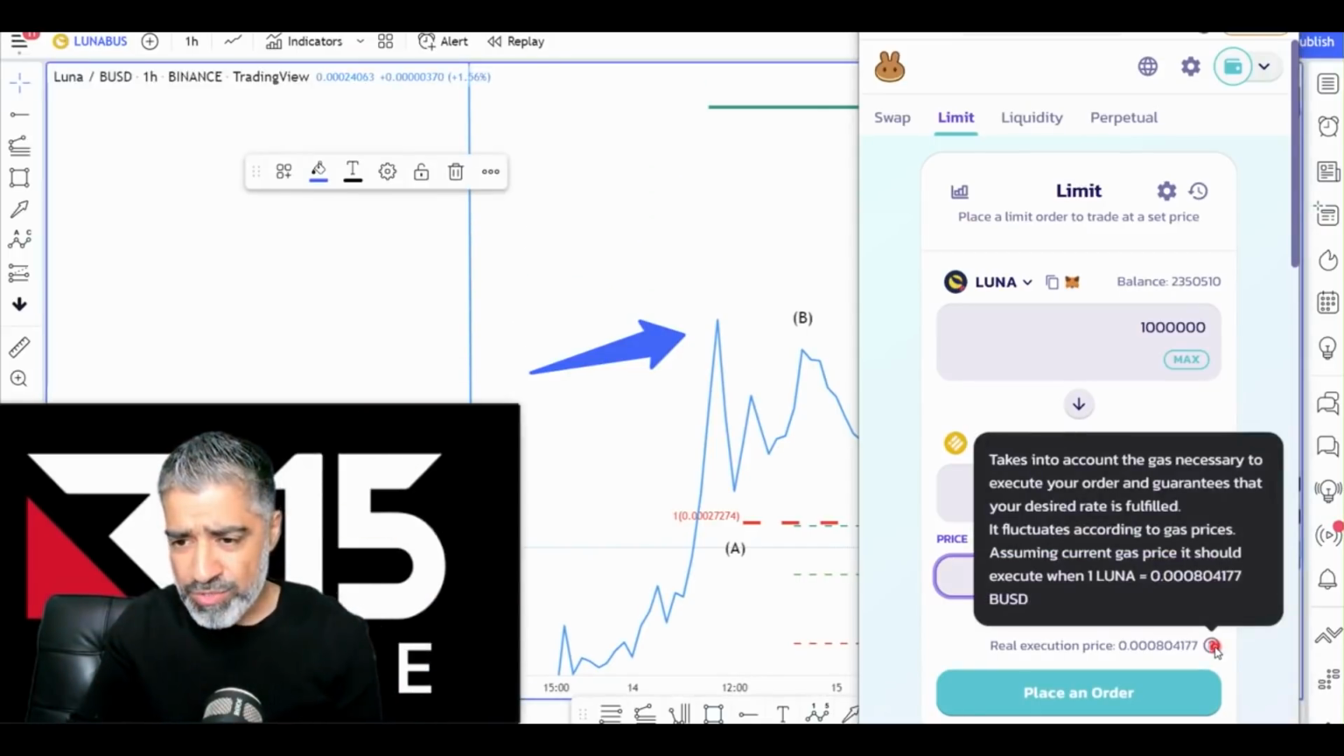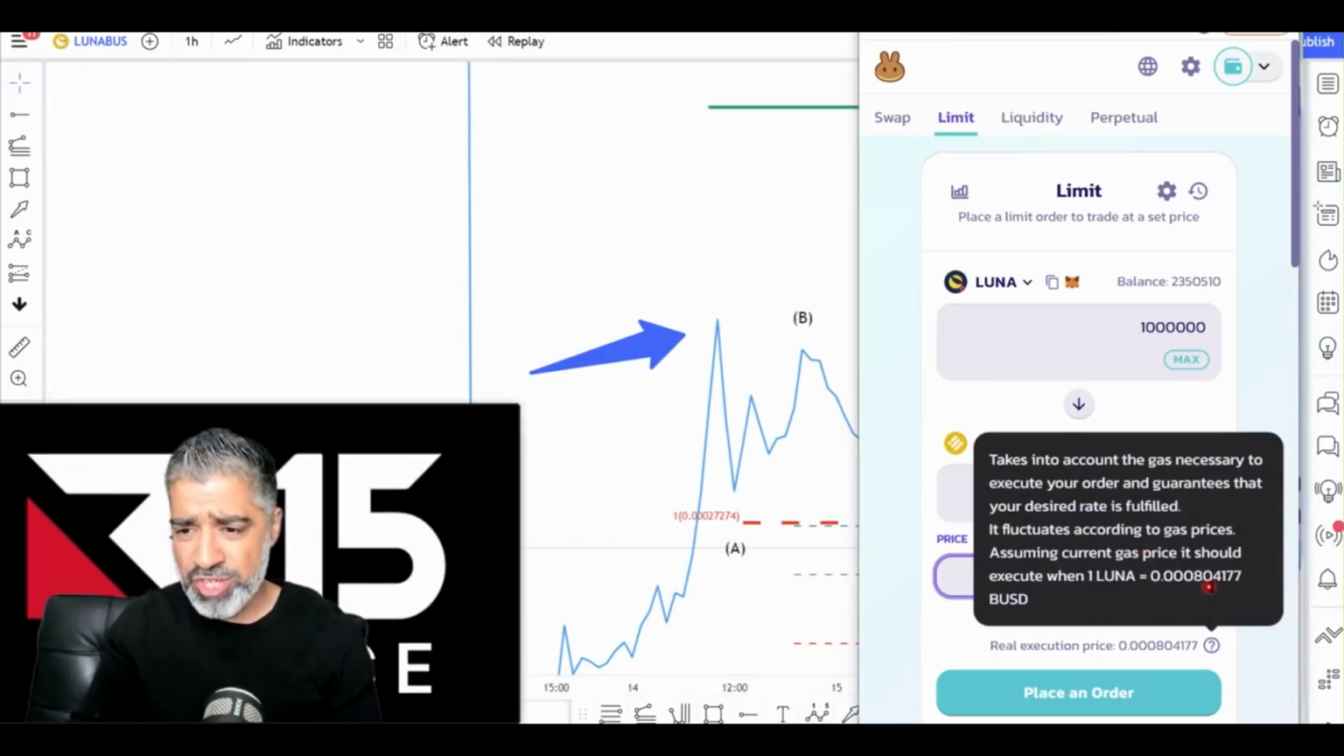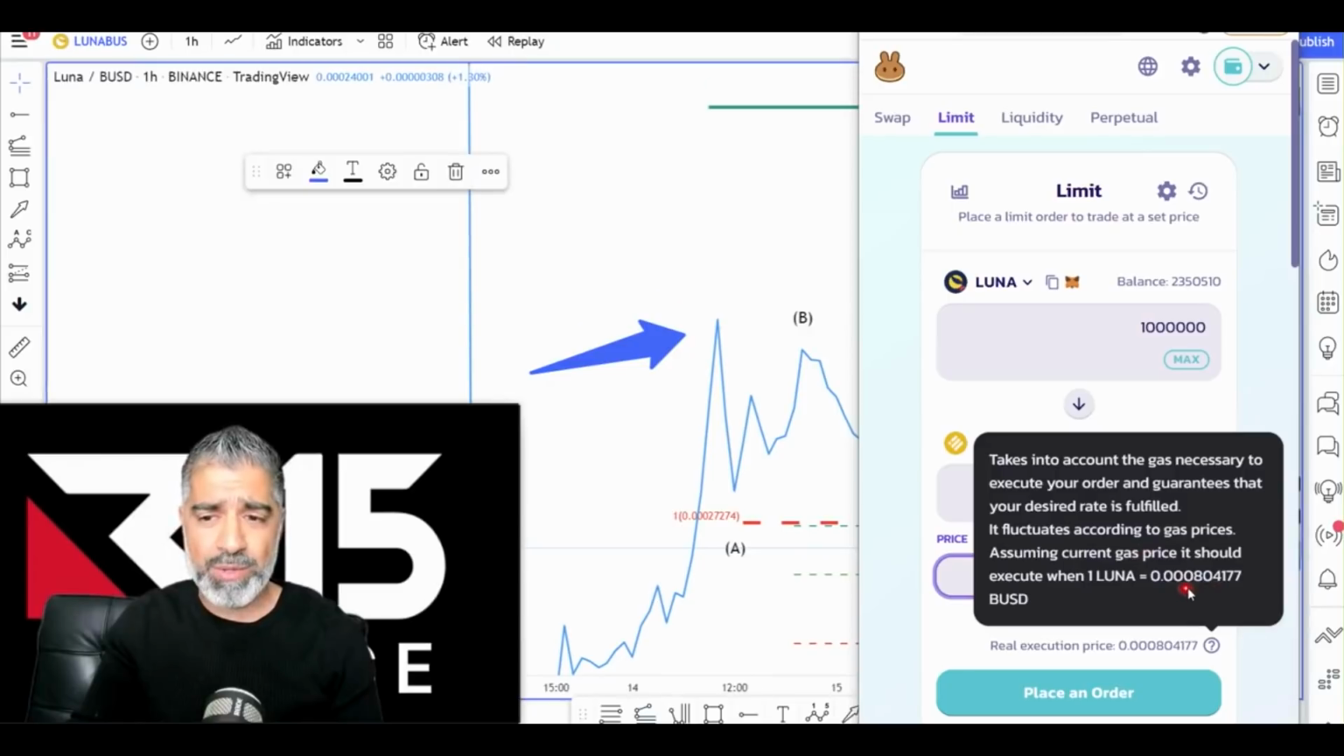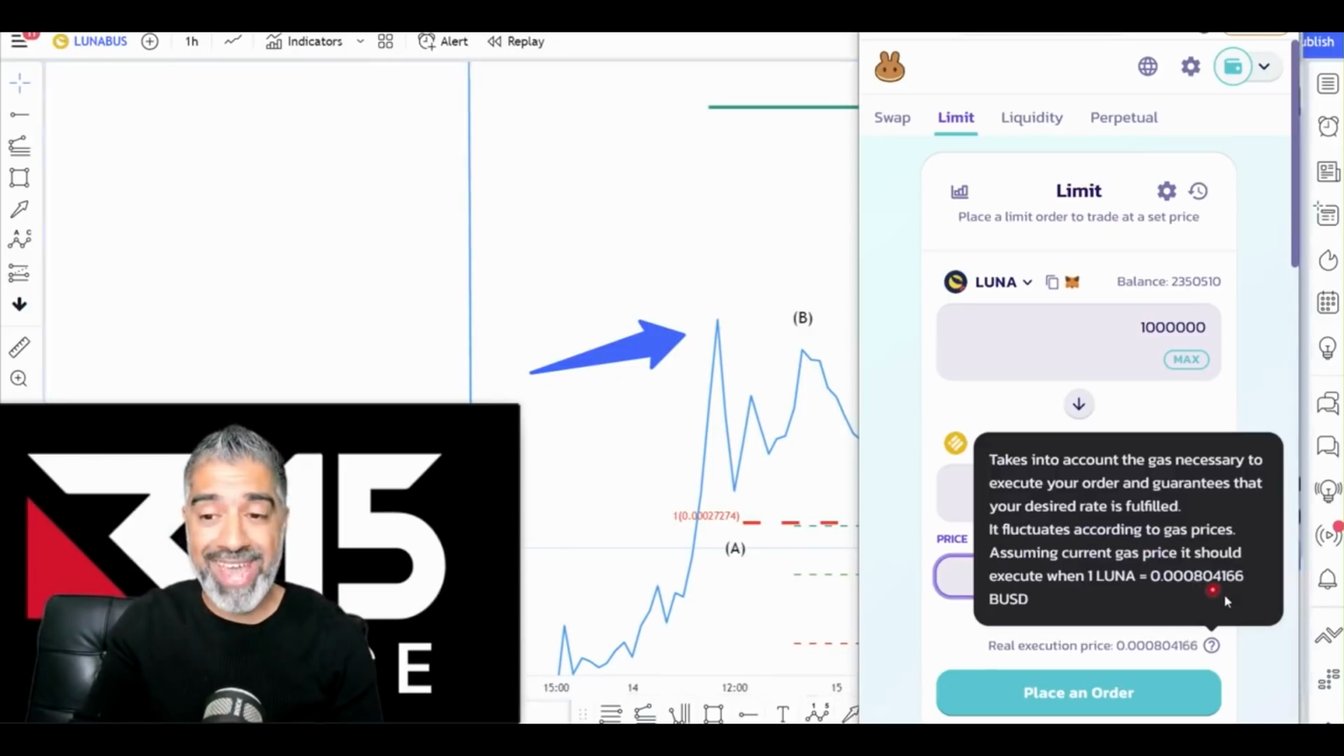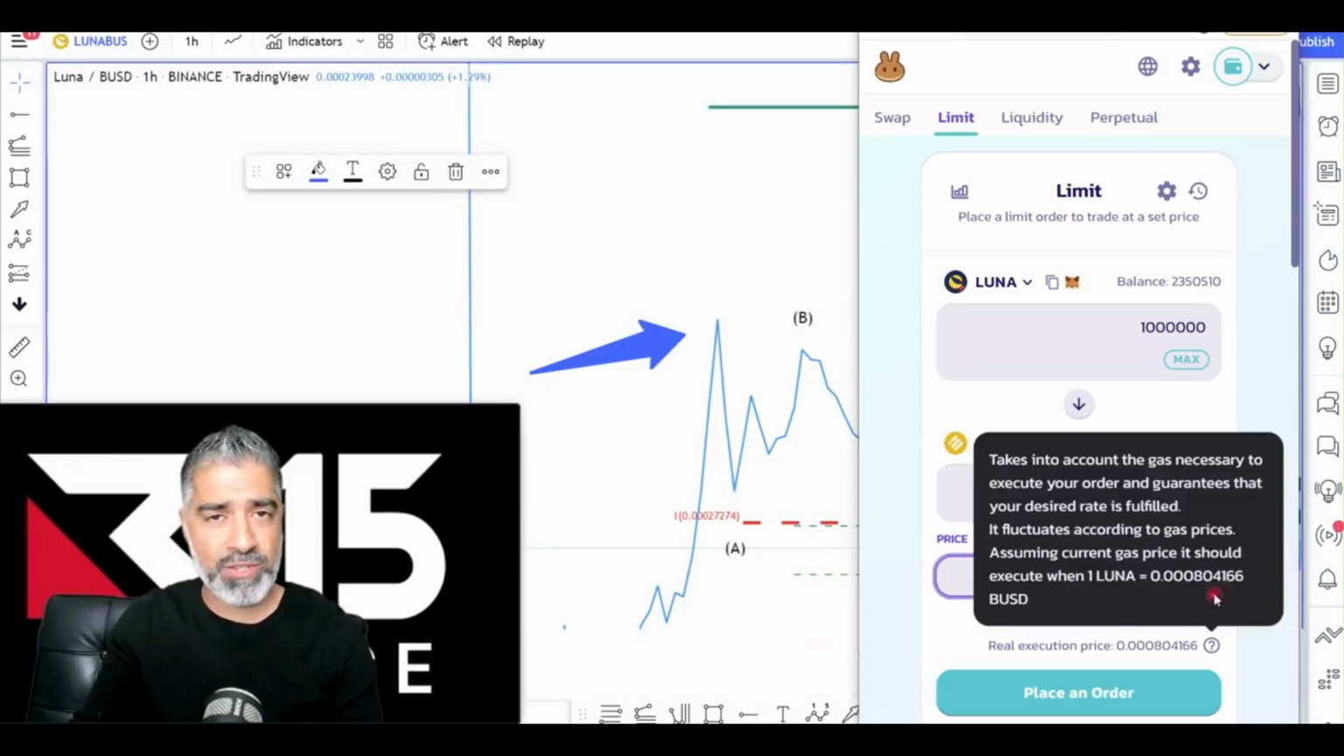So now we'll see here. There we go. Yeah, perfect. I'm glad we did that. So the gas will be taken out. So the actual price will be just above what we've set, 0.000804. That 04 will account for the gas needed to execute the trade. So take that into account.